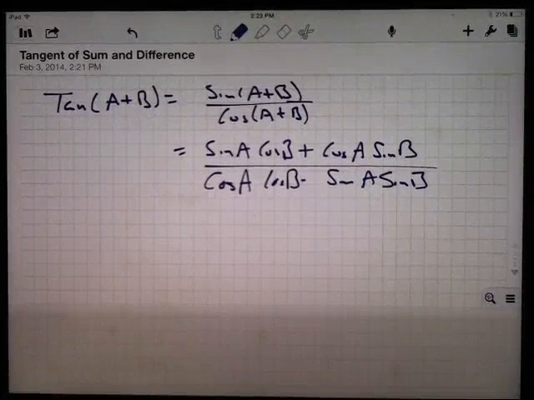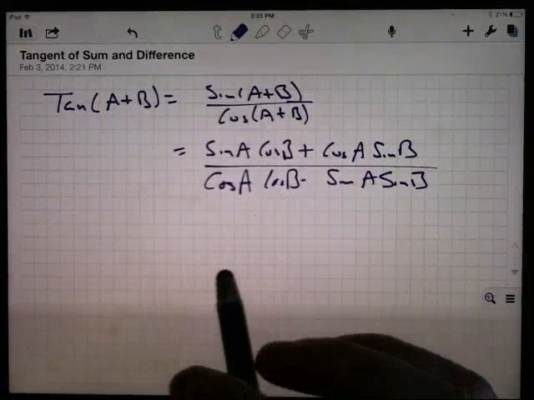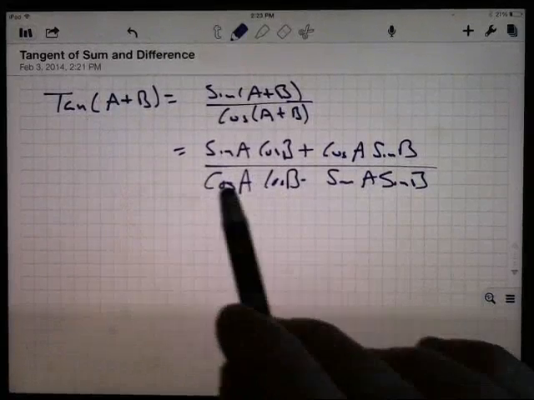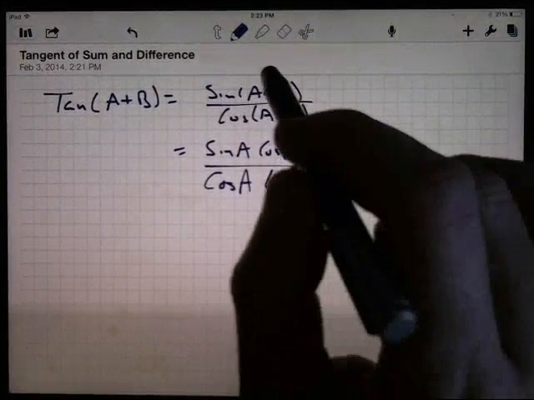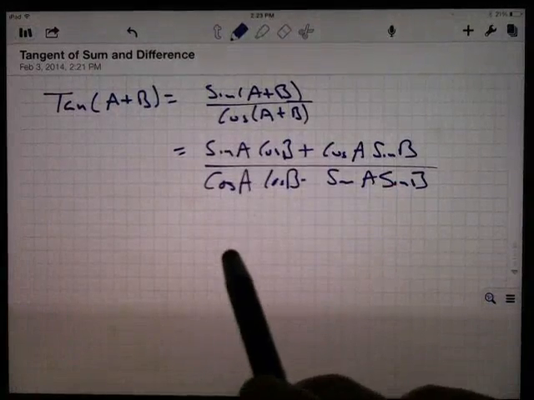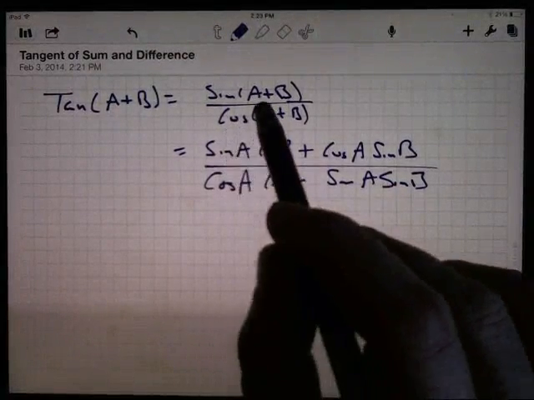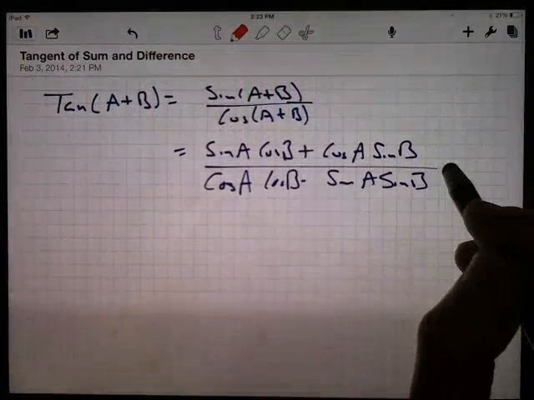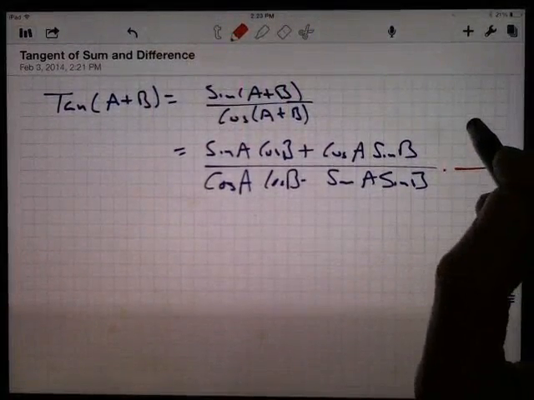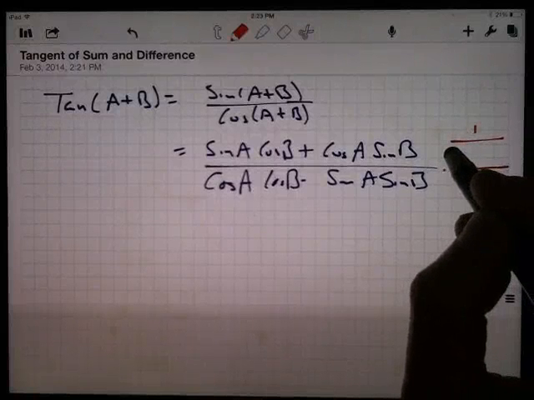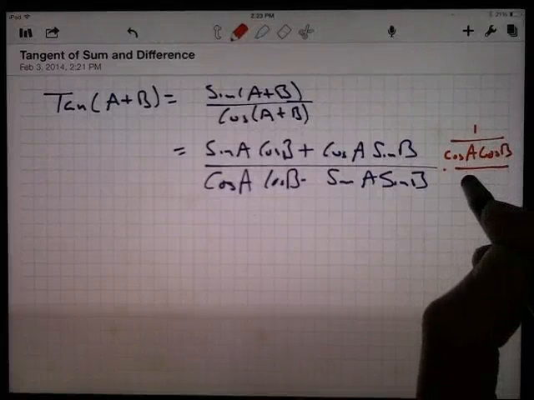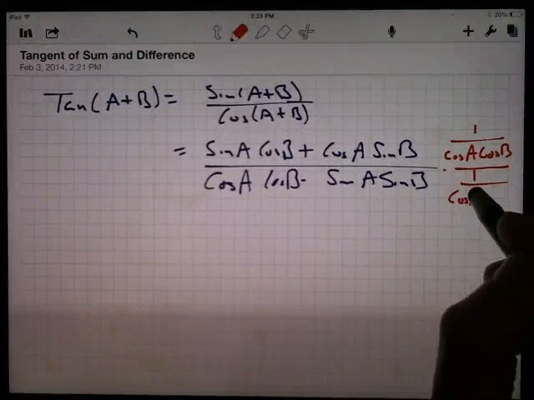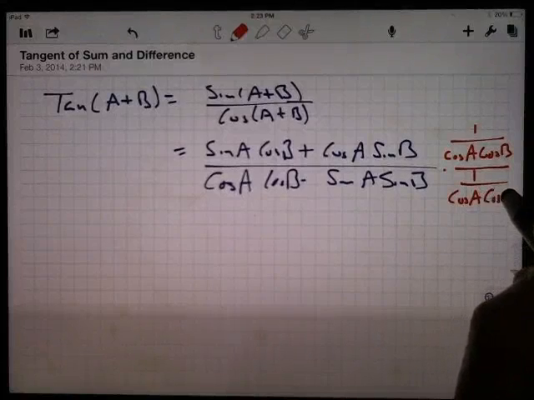Now, this is an identity, but it's generally not the way this is written. The way this is generally written is in terms of tangents. So what I'm going to do is take both top and bottom here and multiply them by something that's going to give me tangents. Well, to get tangents, you need cosines on the bottom. So I'm going to multiply by 1 over cosine A cosine B. I do that on the top and I do that on the bottom. So I'm multiplying by 1. I'm not changing the value, I'm just changing the way things look.